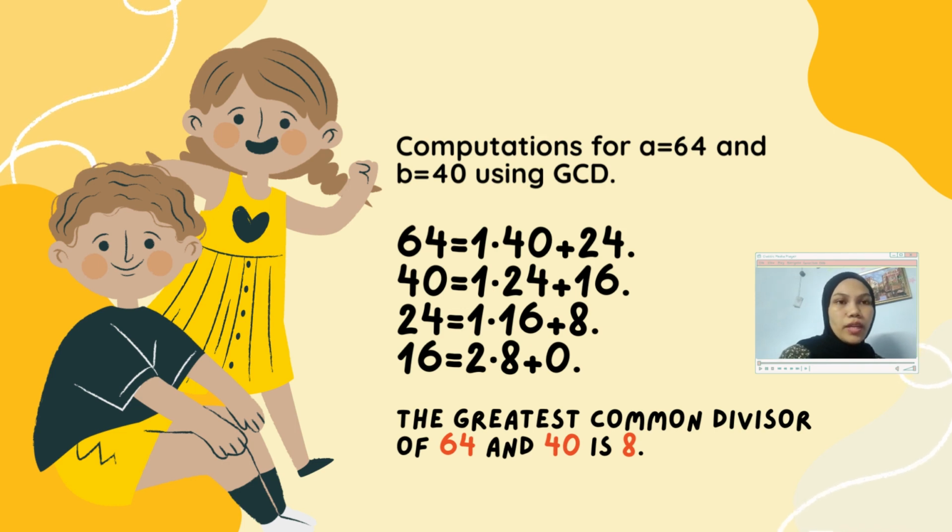And we stop here since we already got a remainder of 0. The last number we used to divide is 8. So the GCD of 64 and 40 is 8.